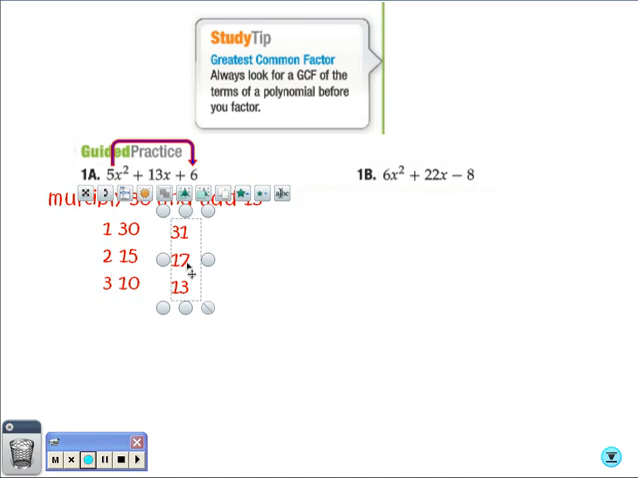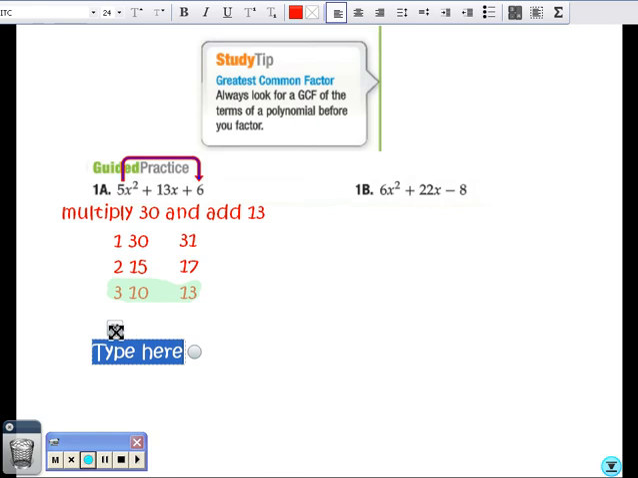So I know that the one that I want is this one here. They add up to 13, so that's the one I want. So now I'm going to rewrite this as 5x squared plus, and it doesn't matter which order we do these. We could do 3 first, we could do 10 first. I'll do 3 this time. Plus 3x plus 10x plus 6. It's still 6 from the beginning. All we've done is change the way that it looked in the beginning.